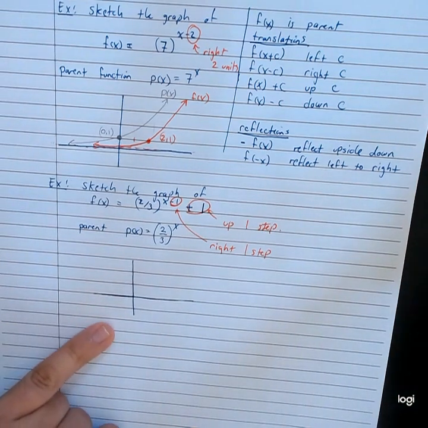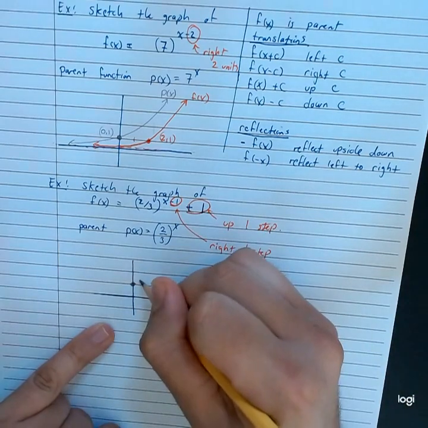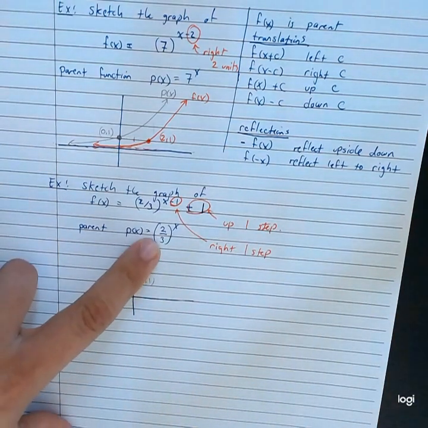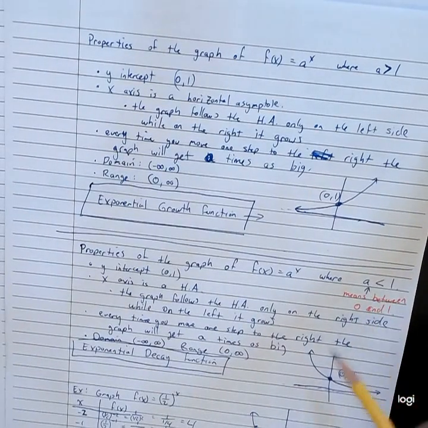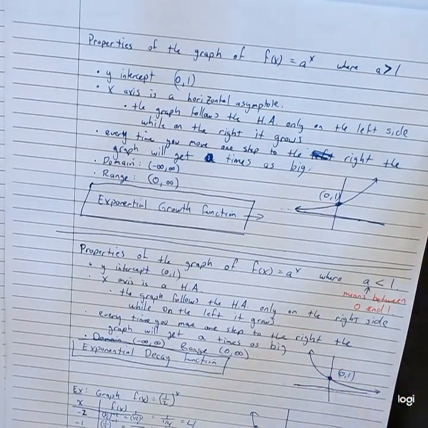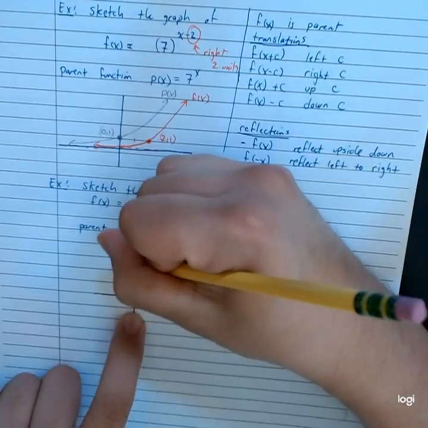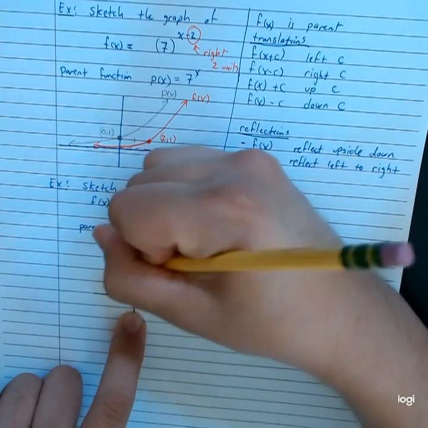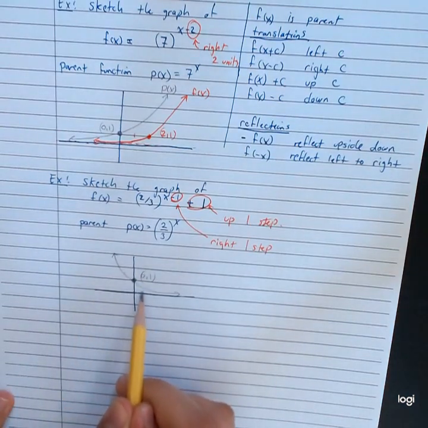I'm going to begin with the parent function. And again, every exponential parent function crosses through the point (0, 1). But now notice this has a base of 2/3. And since 2/3 is less than 1, this is going to be the exponential decay parent function. So here, I'm going to start with the parent function. It's going to go up to the left and down to the right. Keep in mind the x-axis is an asymptote.